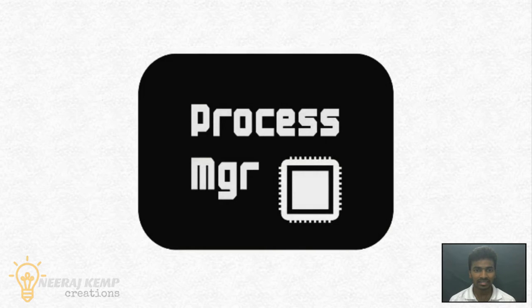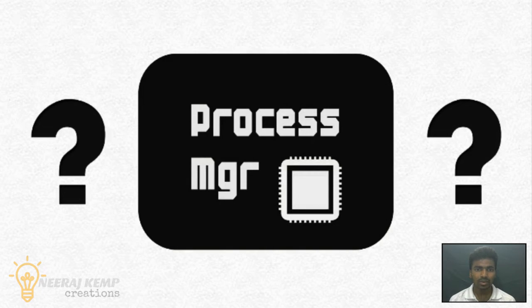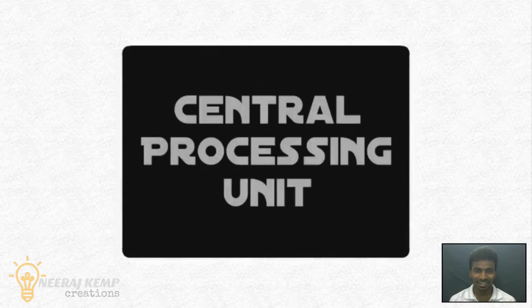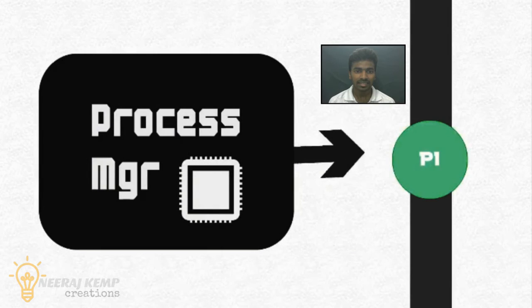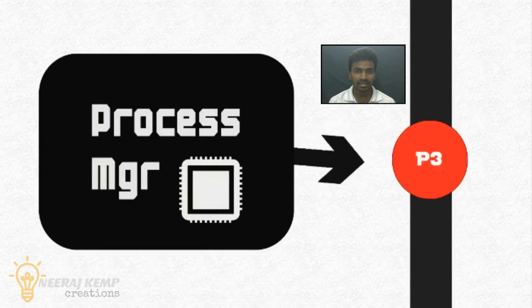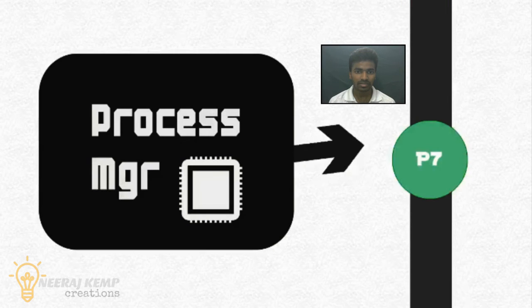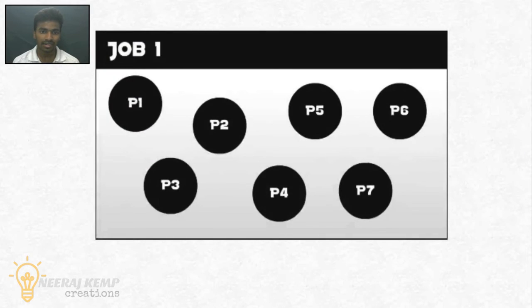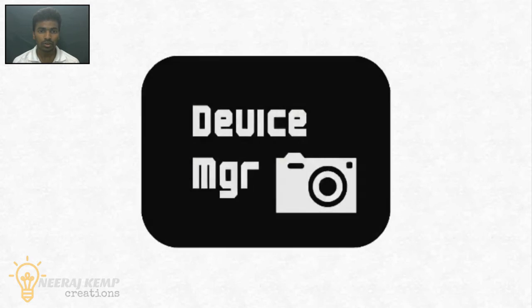The process manager decides how to allocate the brain of the computer, known as the central processing unit. It is necessary that the process manager keeps track of the status of each process. It has to handle jobs as they enter the system and manage each process that is associated with those jobs.